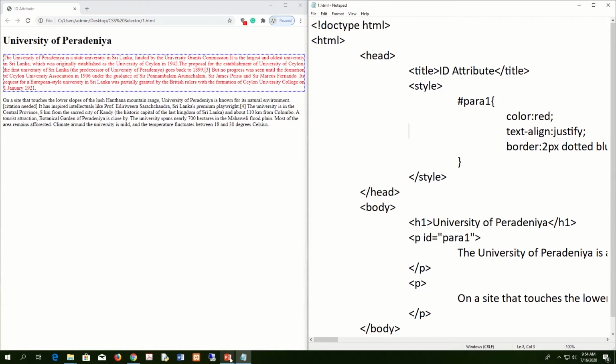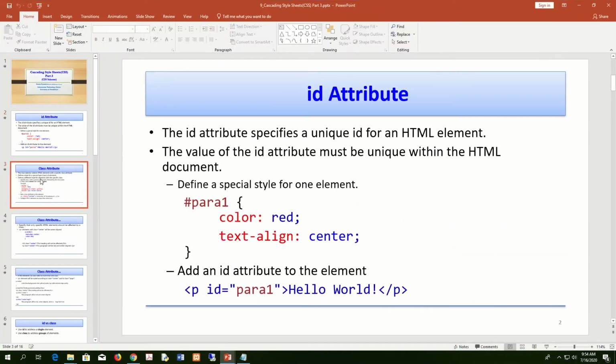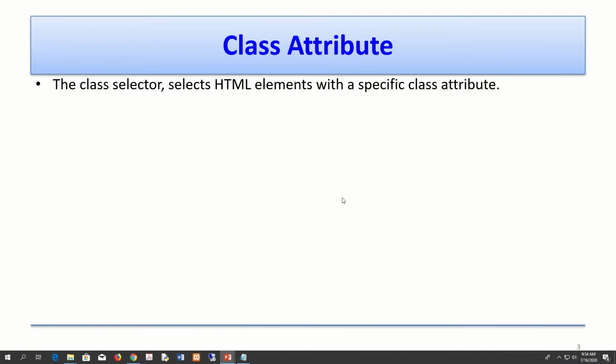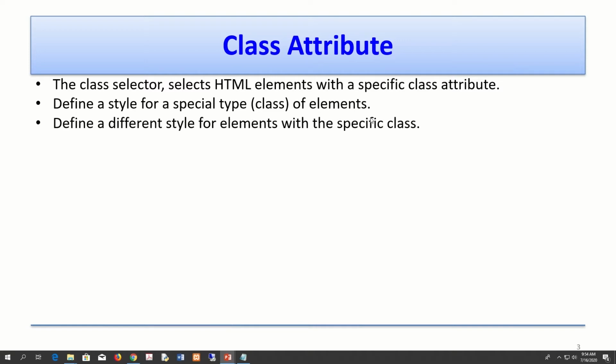The next one is the class attribute. The class selector selects HTML elements with a specific class attribute. That means we can define a style for a special type of elements, not for a single element. That means more than one element, so we can define a different style for elements with a specific class.